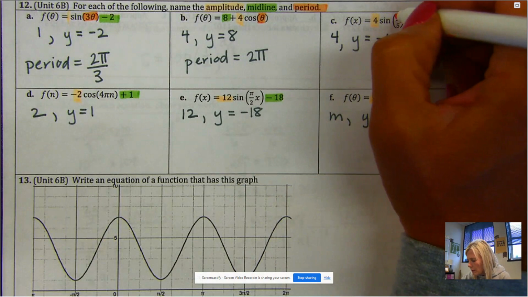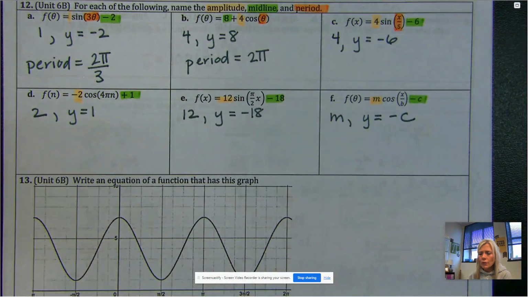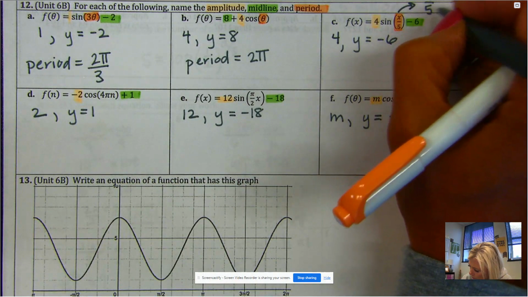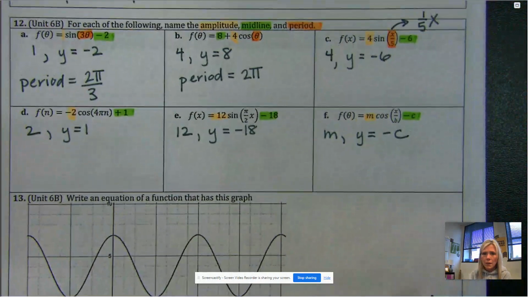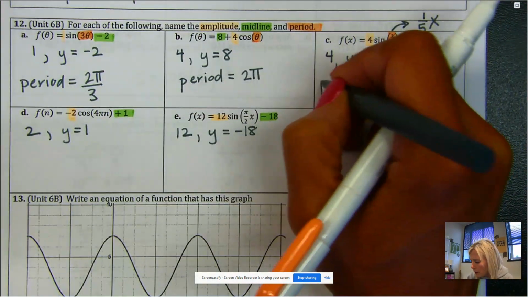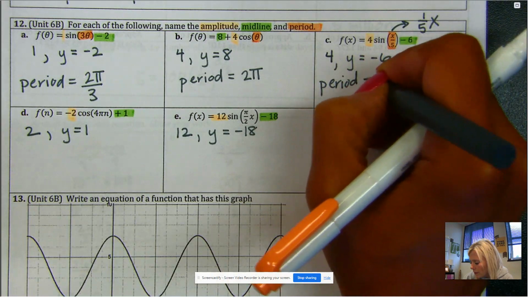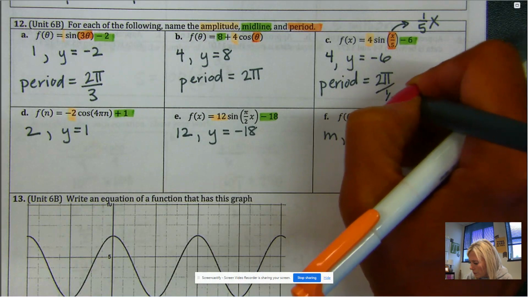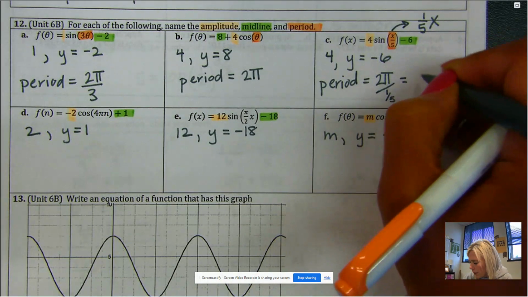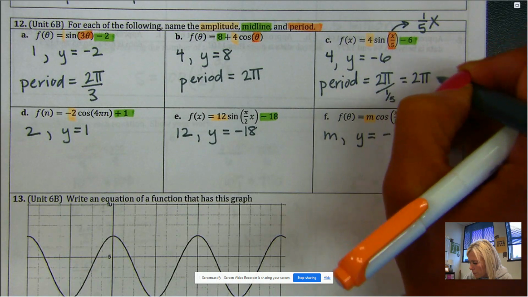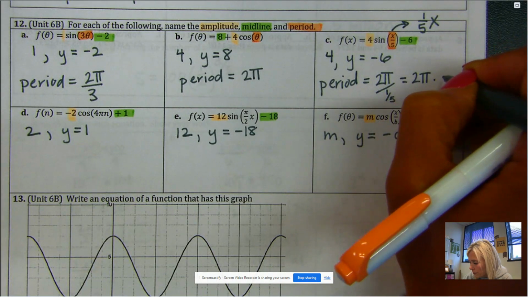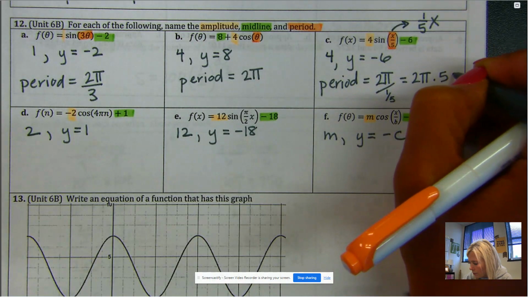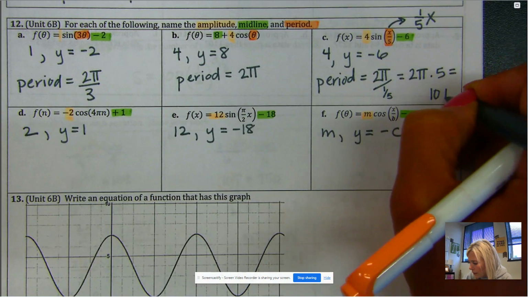Here, this one gets a little tricky because it's x divided by 5. And you have to remember, this is the same thing as 1/5 of x, or 1/5 times x. So that means the period is equal to 2 pi divided by 1/5. And when you divide by a fraction, you just multiply by the reciprocal. So 2 pi divided by 1/5 would be times 5 over 1, which is just 5. So this one has a period of 10 pi.